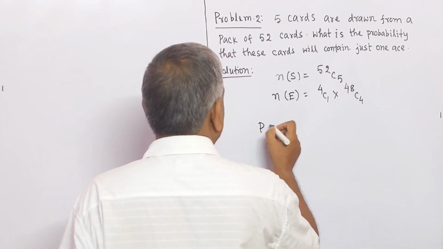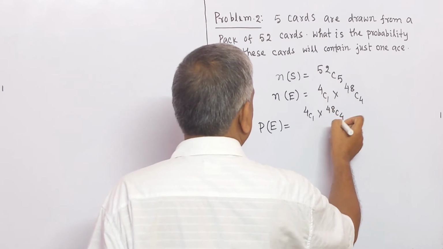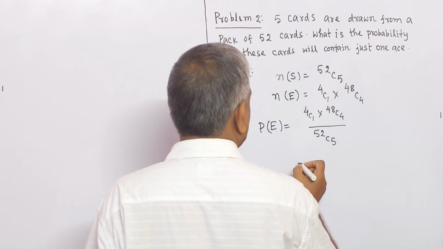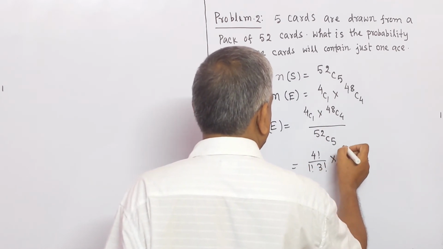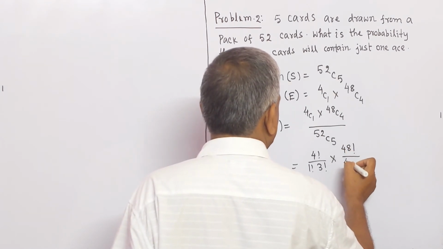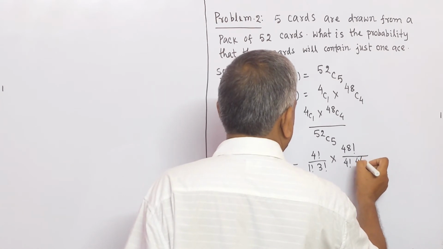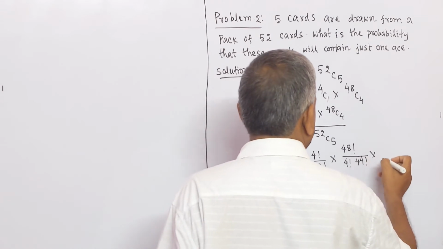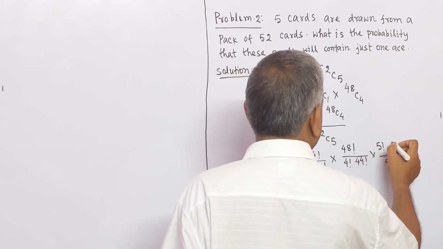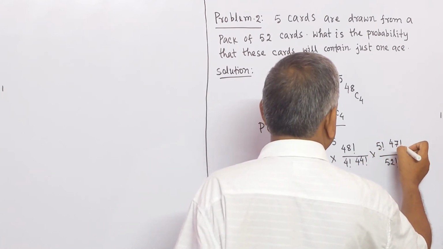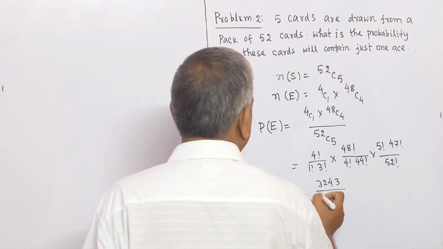So probability of this event will be 4C1 multiplied by 48C4 by 52C5, and this will be equal to factorial 4 by factorial 1 times factorial 4 minus 1, means factorial 3, multiplied by factorial 48 by factorial 4 times factorial 48 minus 4, 44, multiplied by factorial 52 by factorial 5 times factorial 52 minus 5, factorial 47, and by calculating we will get 3243 by 10829.